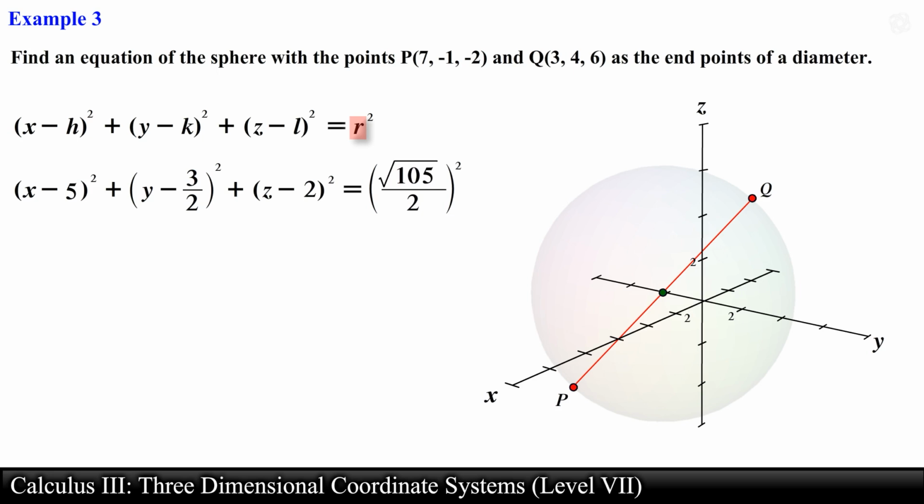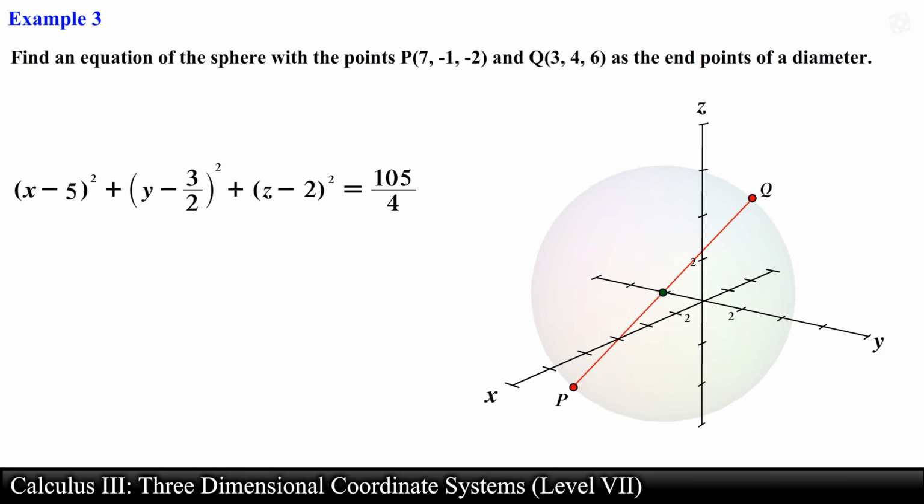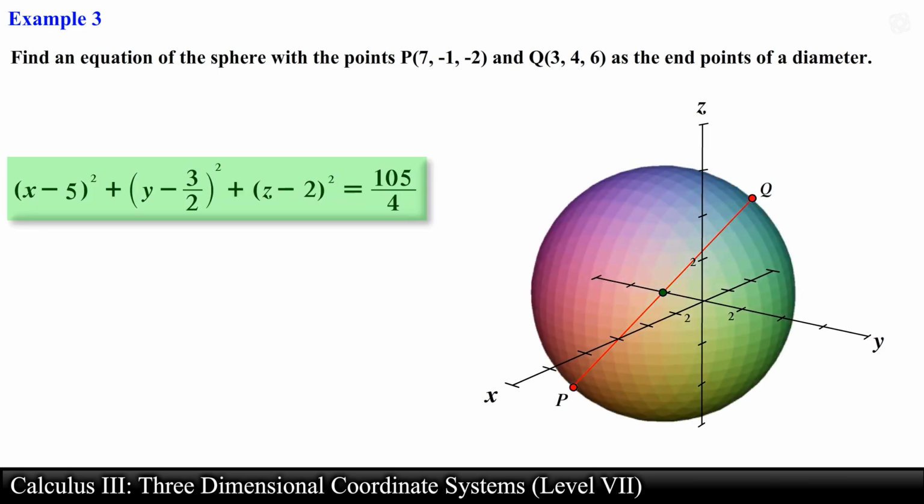Remember, we need to square the radius. Recall that the way we square a fraction is by squaring the numerator and denominator, as follows. Doing that, we obtain the final equation of the sphere, equal to the quantity x minus 5 squared plus the quantity y minus 3 halves squared plus the quantity z minus 2 squared equals 105 over 4.